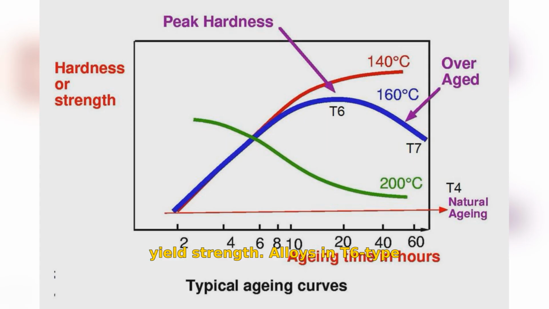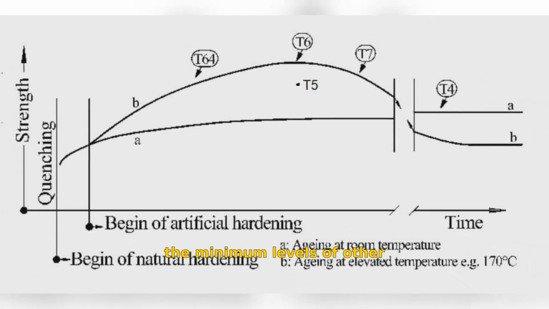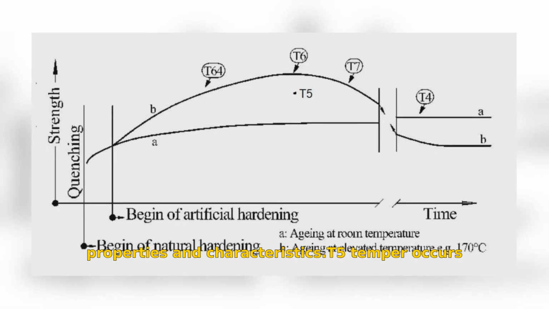Alloys in T6 type tempers generally have the highest strengths practical without sacrifice of the minimum levels of other properties and characteristics. T5 temper occurs when, before artificial aging, the product receives partial solution treatment or non-complete quenching. Alloys in T7 tempers are over-aged, which means that some degree of strength has been sacrificed or traded off to improve one or more other characteristics.